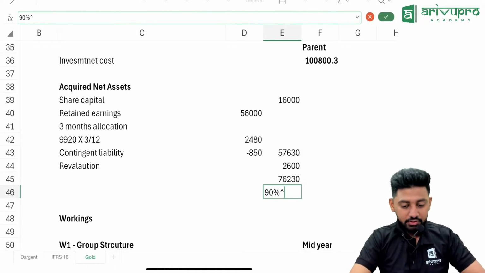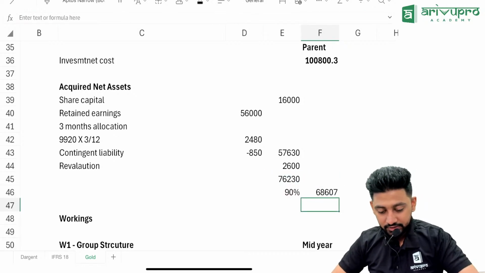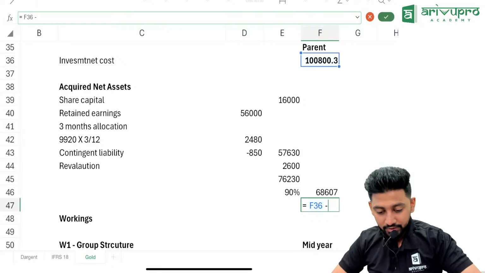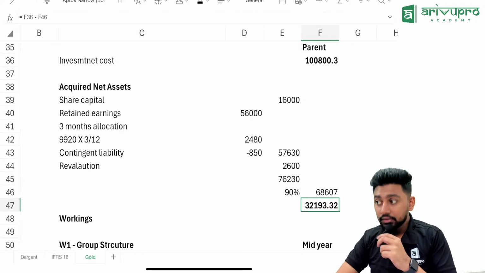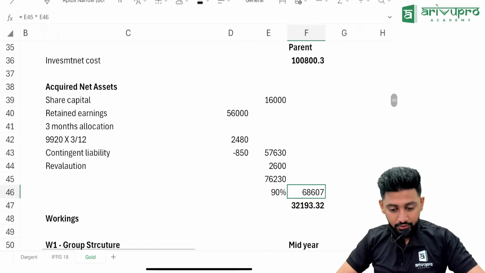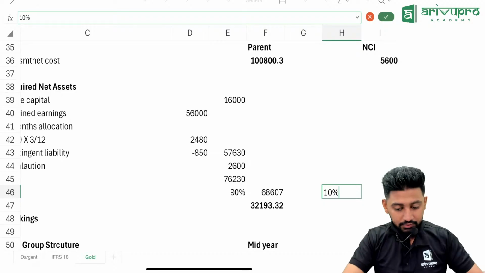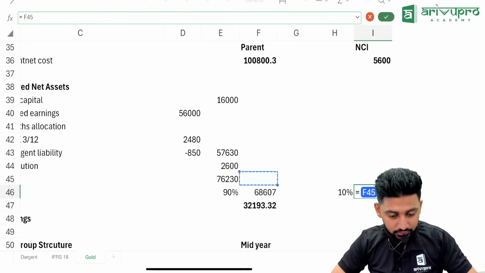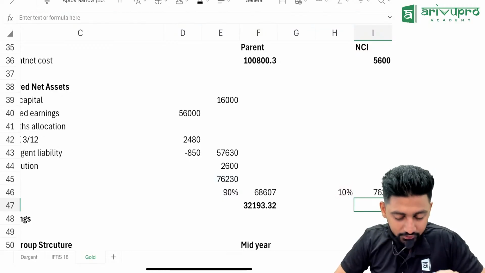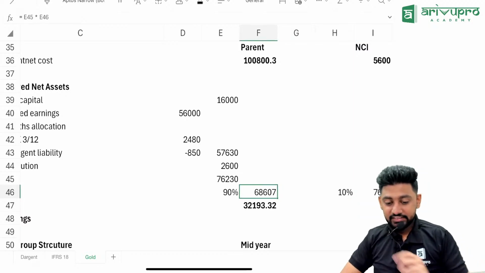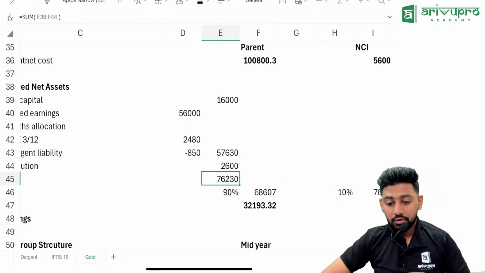Therefore, total 76,230. In that our percentage is 90%, equals this into this, 68,607. Therefore 100 minus 68,607, parent gets 32,193. Is it correct? And then we can do the same with NCI. NCI is going to be 10%, my dear, equals 76,230 into 10%. One thing where students mess up in the exam is they take 68,607 into 10%. You have to take the total net assets.